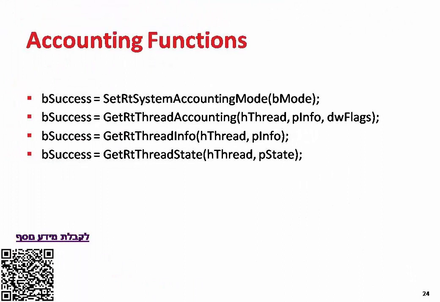There are a number of functions that can be used for getting thread state and CPU usage information. First, enable the collection of accounting information, then you can use the get RT thread accounting function to obtain accounting data. The other two functions can be useful in logging exceptions.